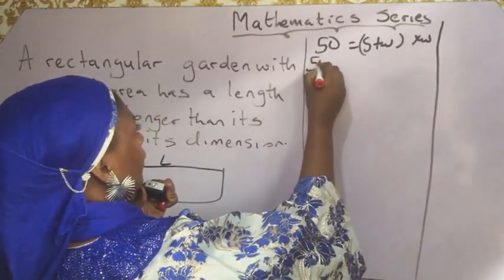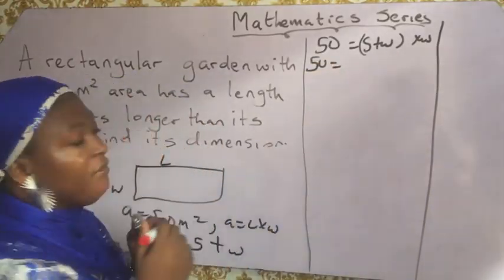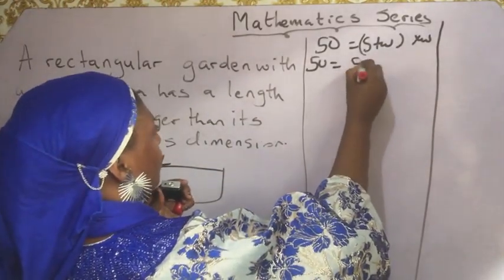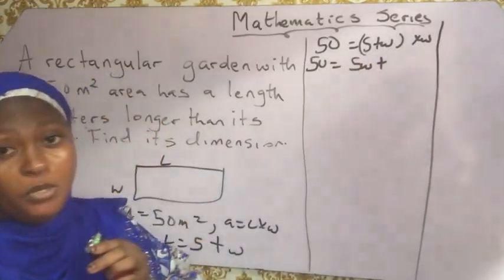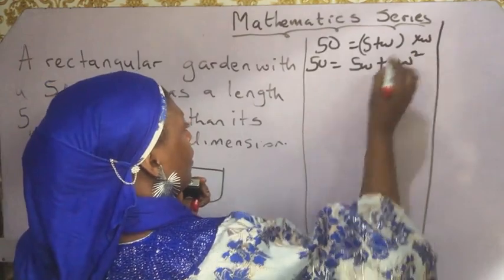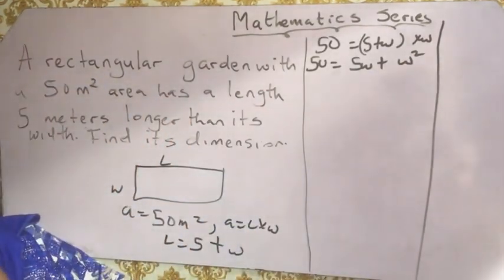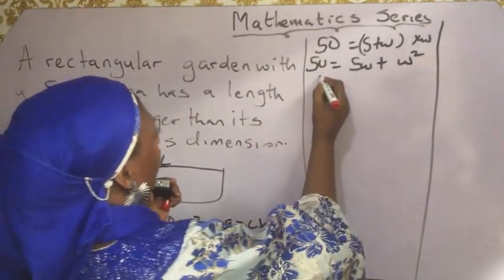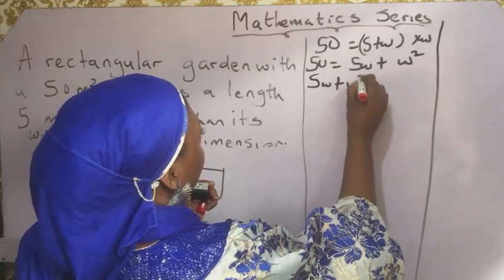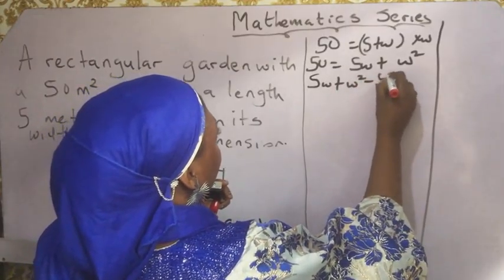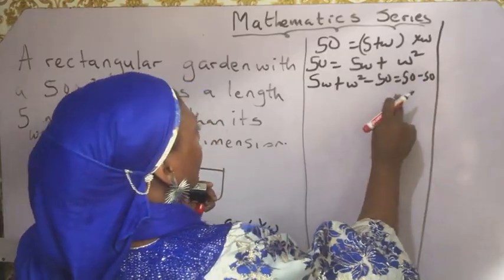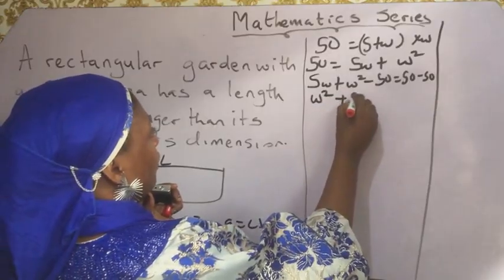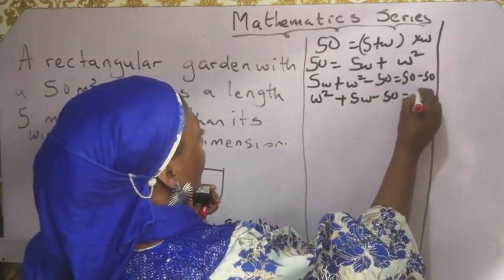Now, let's try to expand the bracket. Let's multiply everything in the bracket by what is outside, which is W. W times 5 will give 5W plus W times W will give W squared. Okay? So in order to change this into the quadratic equation form, let's try to subtract 50 from both sides. So we have 5W plus W squared minus 50 is equals to 50 minus 50. 50 minus 50 gives 0. Let's rearrange the equation. We have W squared plus 5W minus 50 is equals to 0.